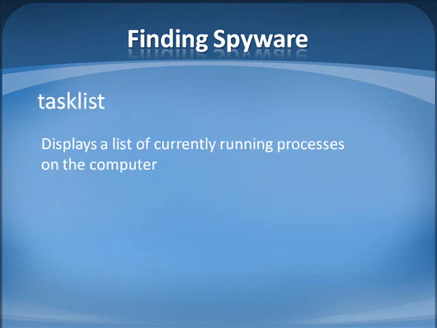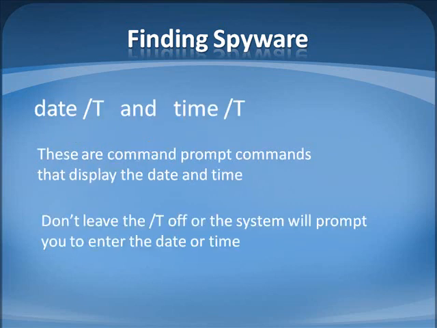Then we'll be using tasklist, which is the same thing as Task Manager on your taskbar, which displays the list of current running processes on the computer. And if you check the netstat commands against your Task Manager, make sure that in the view options you've got the PID checked off. And we'll be using the commands date and time, and make sure you've got the /T on there, or it will come up and ask you to enter a date and time.